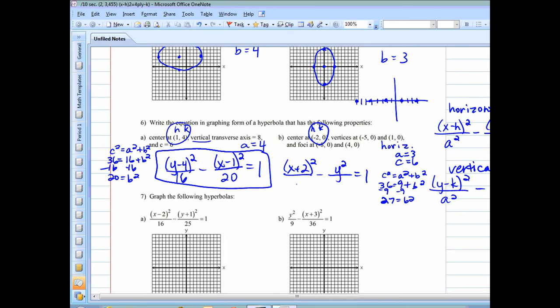A squared is always the bottom left, which here is a 9, and b squared is under the y, which is 7 for that.